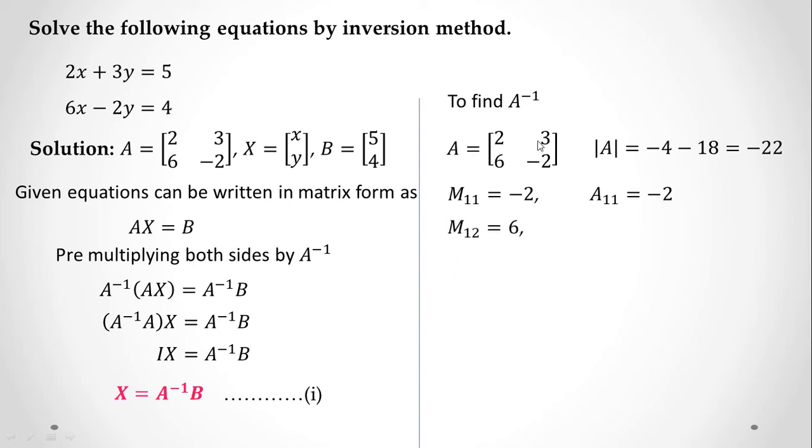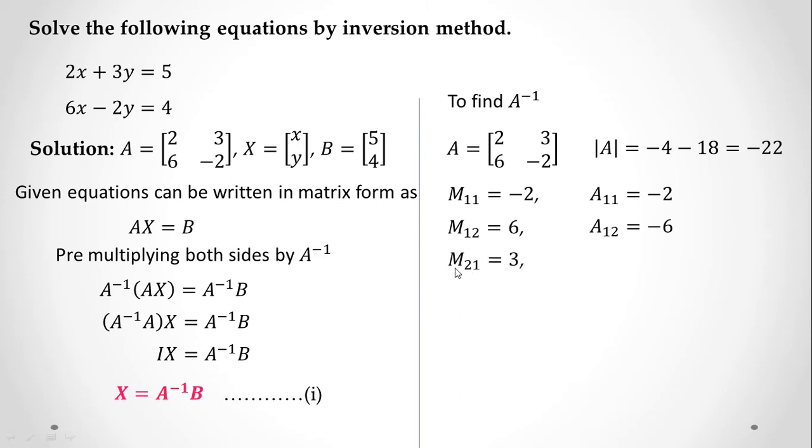Then next is the minor of A12, that is M12, the minor of this element. Again remove the row and column, we get 6. Then what about the cofactor? The sign changes. Here A12 is equal to minus 6. We have solved these minors and cofactors in detail in our previous lecture, so let us revise that.